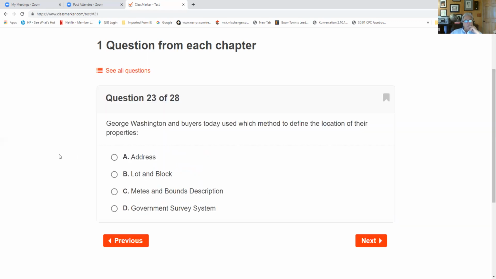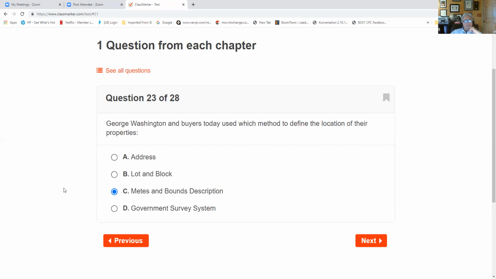George Washington and buyers today use what method to define the location of their properties? And we know they use the metes and bounds description. A metes and bounds description has a point of beginning and a point of ending. It has monuments and benchmarks and a datum. It's created by a surveyor. And that is what's known as the legal description of your property.